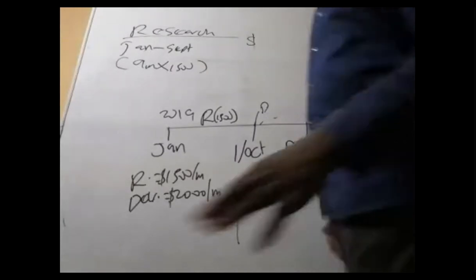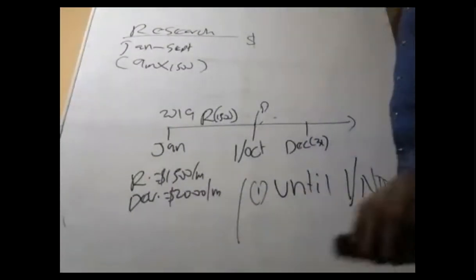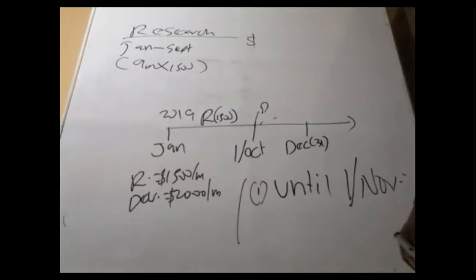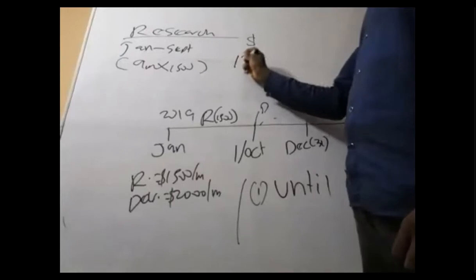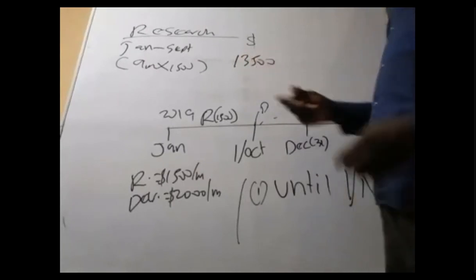That is the research. So that should give us 1,500 times 9. That will give us 13,500. So the research is 13,500.